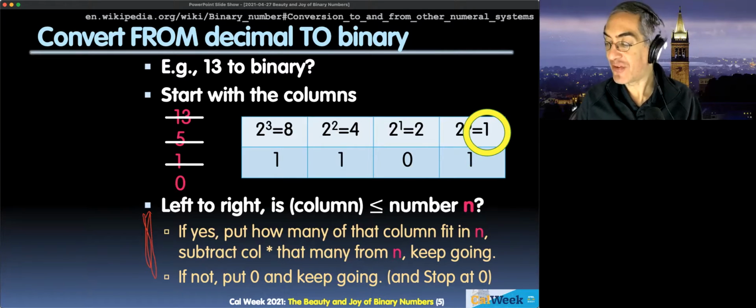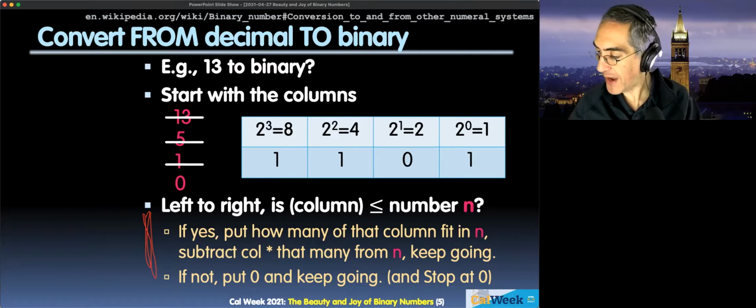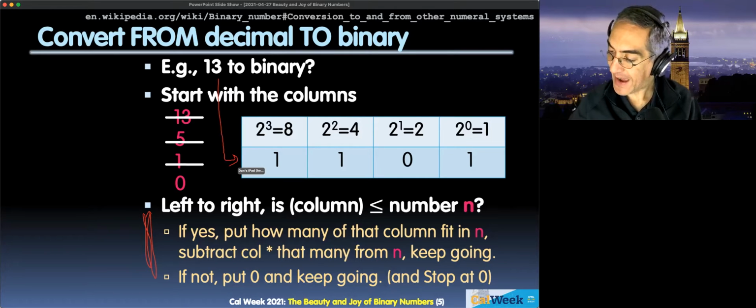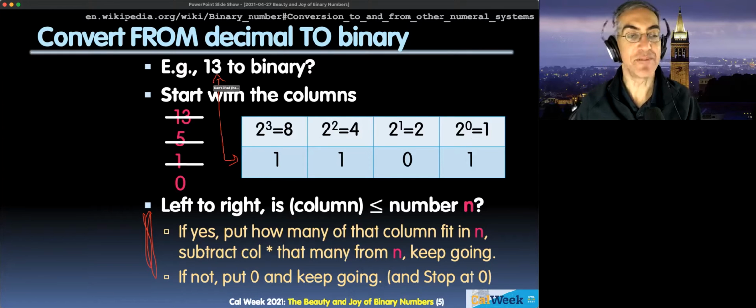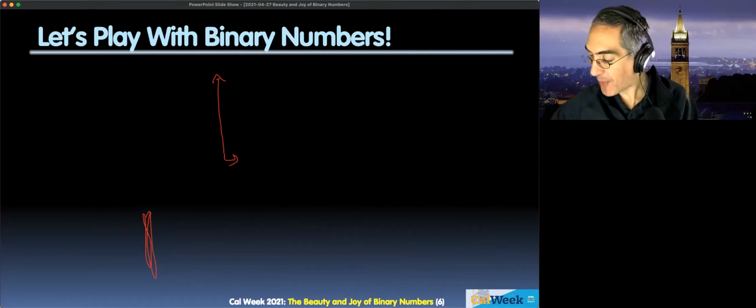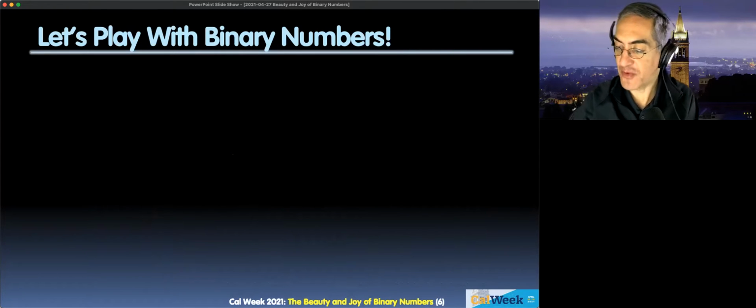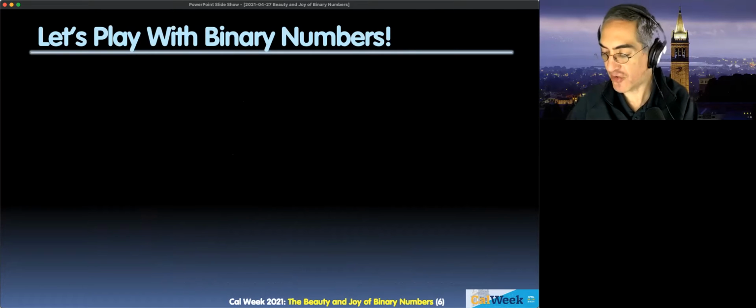And so guess what? 1101, if you remember from the last slide, 1101 was 13. Well, this is reversing the process. So here's 1101 is 13. So now you can go from 13 to 1101. That was the last slide. And you can go from 1101 to 13. That's pretty cool. Okay. Now let's play with binary numbers. This is actually some fun. So if you know binary numbers, you might not know what I'm about to show you.